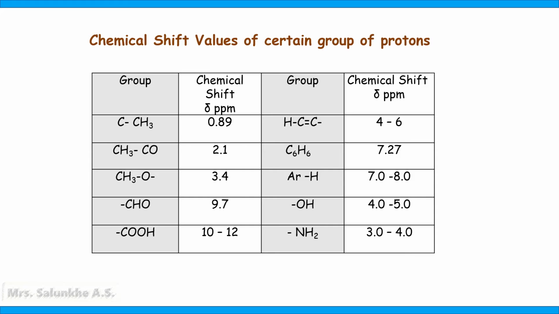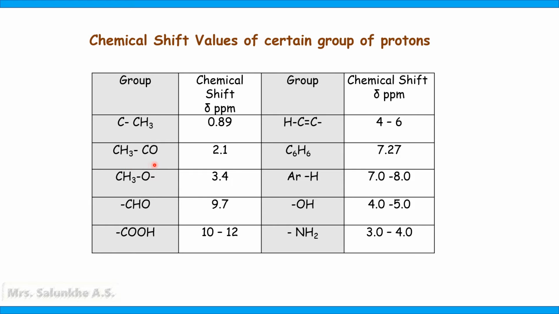The chemical shift values of certain groups of protons. While solving PMR spectroscopy problems, it is very important to know the chemical shift values of certain groups of protons. If a methyl group is attached to an sp3 hybridized carbon, then its chemical shift range is from 0.89 to 1 delta ppm. That is, it is near about 0.89 delta ppm.